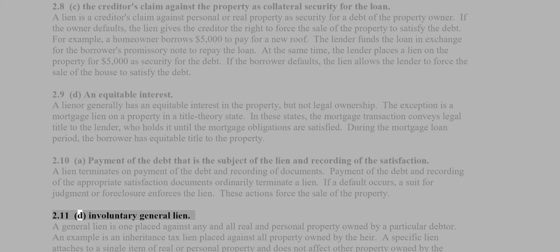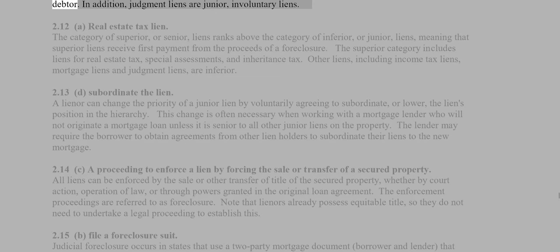2.11 D. Involuntary general lien. A general lien is one placed against any and all real and personal property owned by a particular debtor. An example is an inheritance tax lien placed against all property owned by the heir. A specific lien attaches to a single item of real or personal property and does not affect other property owned by the debtor. In addition, judgment liens are junior, involuntary liens.